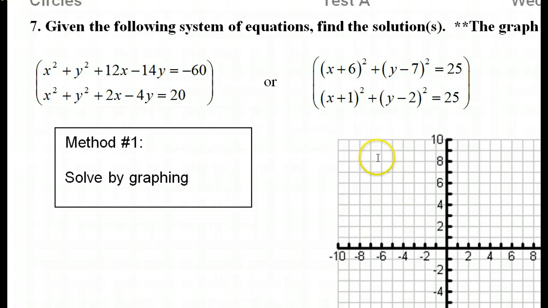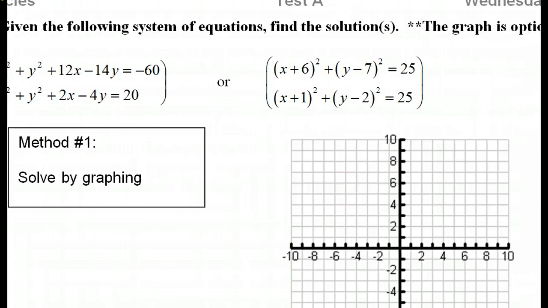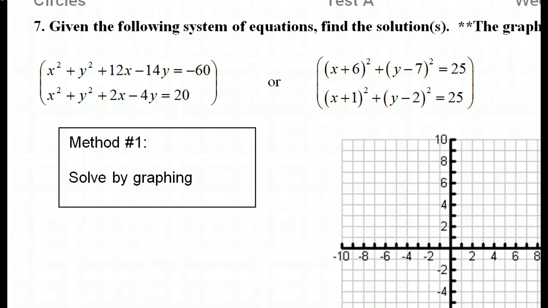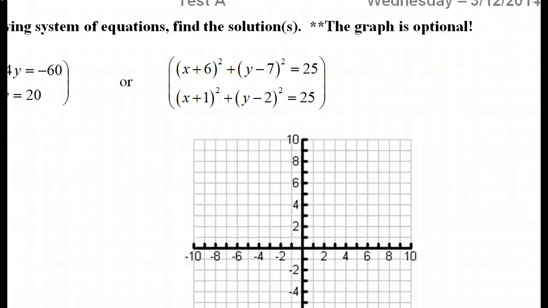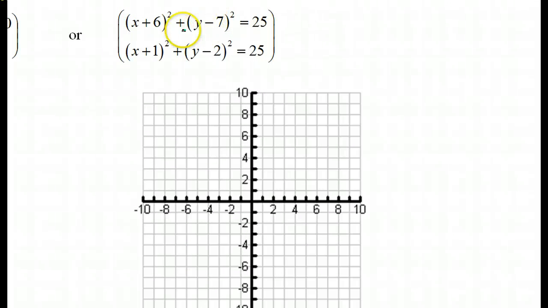Now, considering that I gave you the standard form equations, solving by graphing is definitely the easiest method to use. So I recommend it. If you want to see this method, keep watching. If you want to just see how to solve it algebraically, then skip ahead to method number 2. Okay, to solve by graphing, let's start with the center.